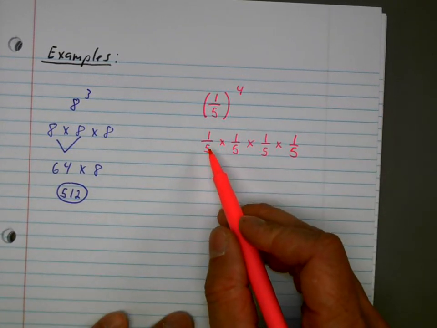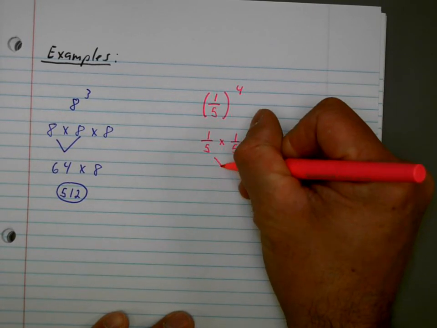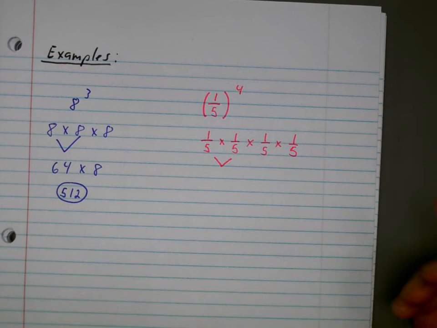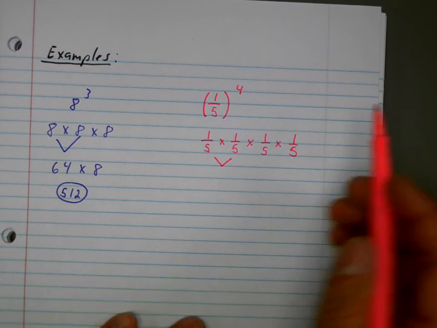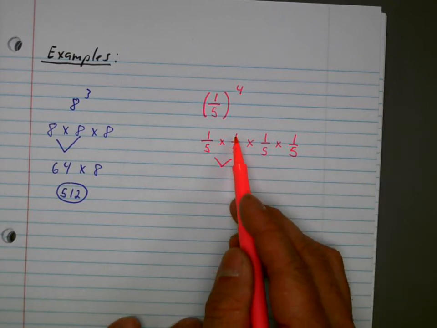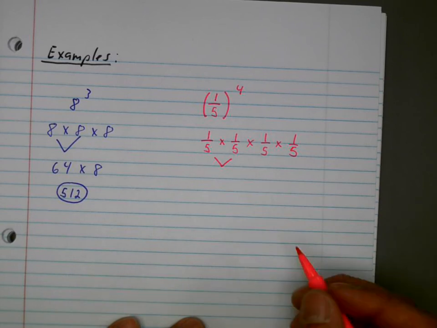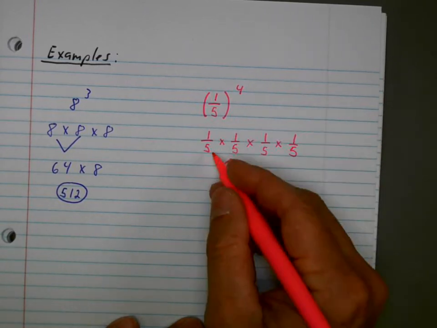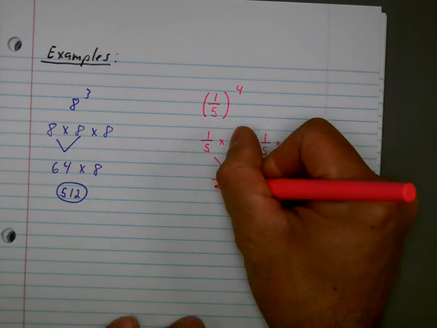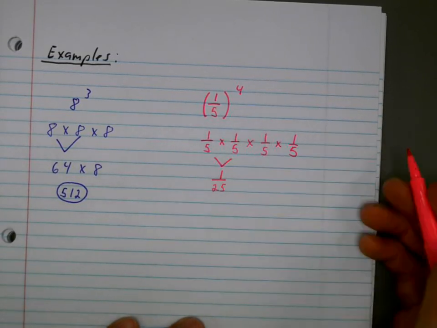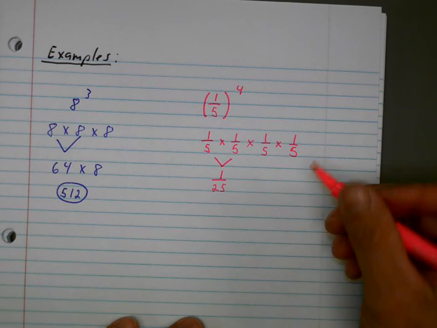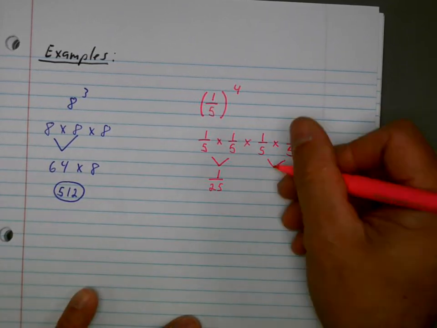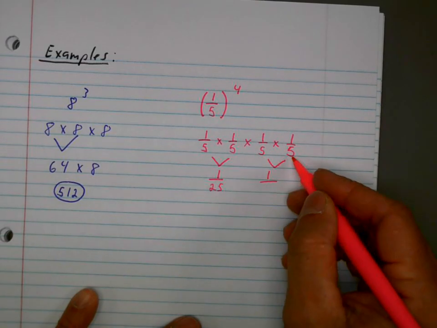So again, we'll start by chunking this up. We'll start with the first 2 factors, 1/5 times 1/5, and we know, because we've already studied multiplying fractions, we multiply straight across, numerators times numerators, denominators times denominators. So 1 times 1 is 1. 5 times 5 is 25. Let's do the same thing to these 2. So we'll multiply the numerators. 1 times 1 is 1. 5 times 5 is 25.